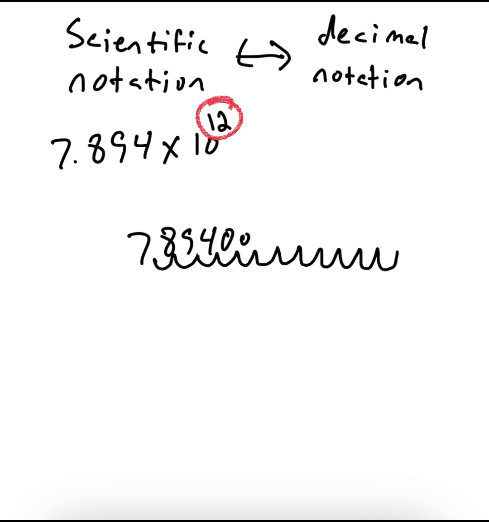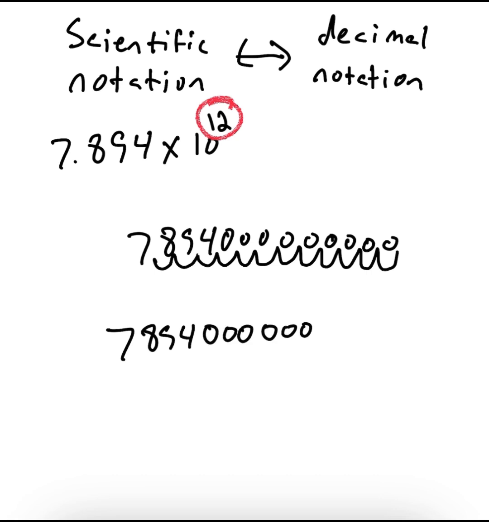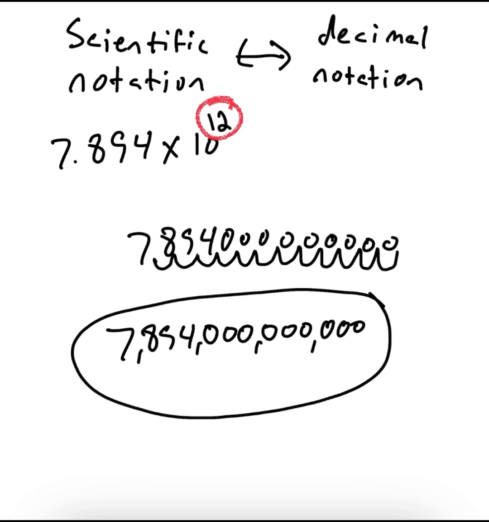Now we'll fill our arcs with zeros and then rewrite it below. 7, 8, 9, 4, 0, 0, 0, 0, 0, 0, 0, 0, 0. And there's our answer.